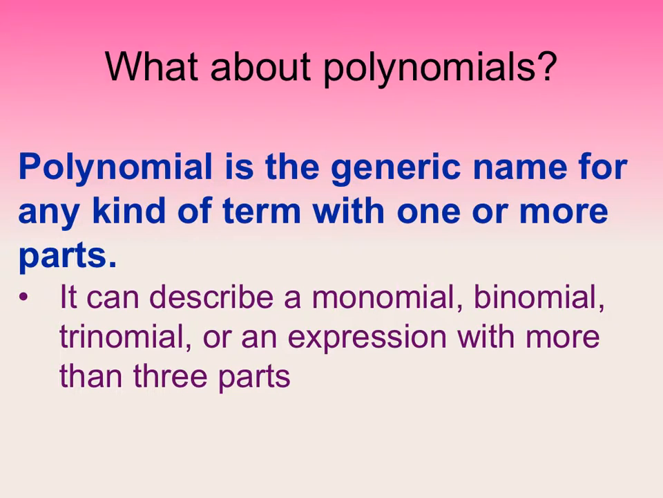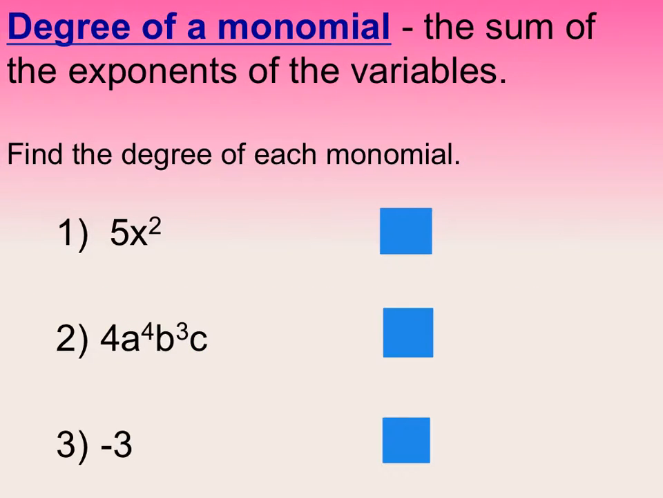So it's the generic name for saying you've got these letters or variables, sometimes with exponents and sometimes with constants in front of them, and you might have just 1 part, you might have 2, you might have 3, you might have 4, and that again is just generally classifying everything as a polynomial. So we're going to talk about degrees, and when we talk about the degree of a monomial, the degree of a monomial would be the sum of the exponents of the variables.